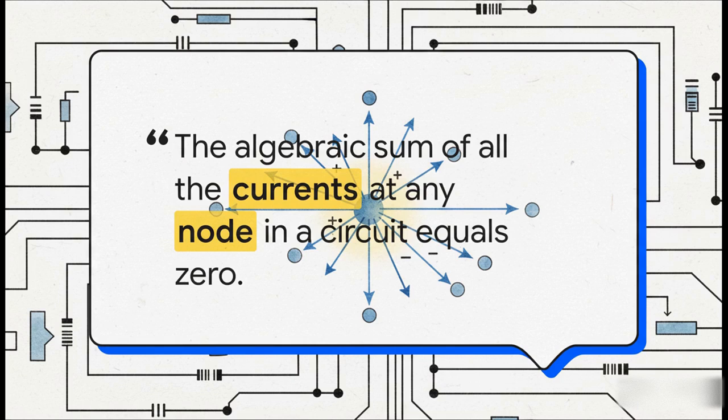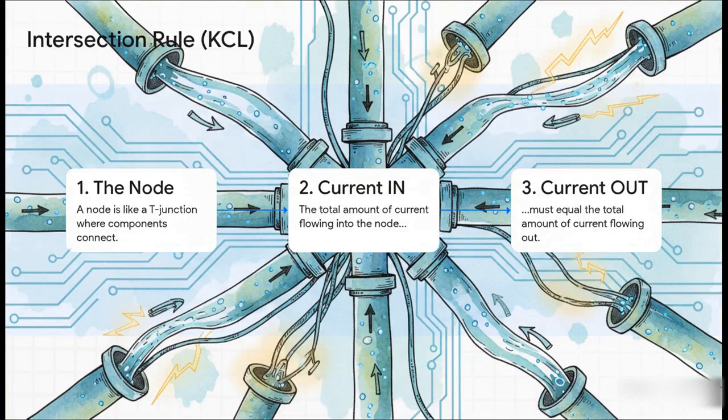Now, the formal definition says the algebraic sum of all the currents at any node equals 0. Okay, that sounds pretty academic, right? All algebraic sum means is that we pay attention to direction. Current going in is positive, current going out is negative. But what does it really mean? It's simply the intersection rule.